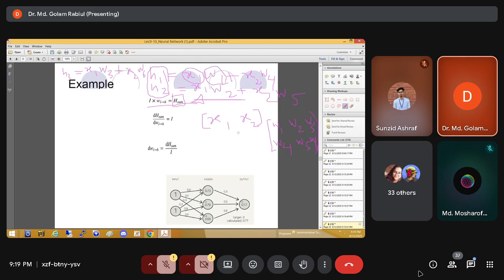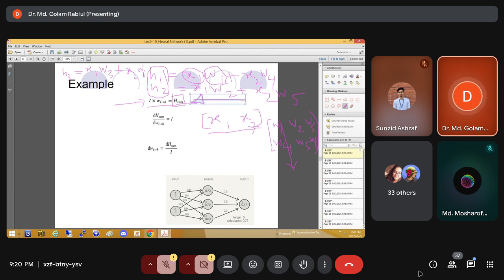So this is the input and this is our W. X1 W1 plus X2 W4 is our H1. Then X1 W2 plus X2 W5 is our H2. That's the equation we have already utilized to find H1, H2, and H3, and that's what we have written here.